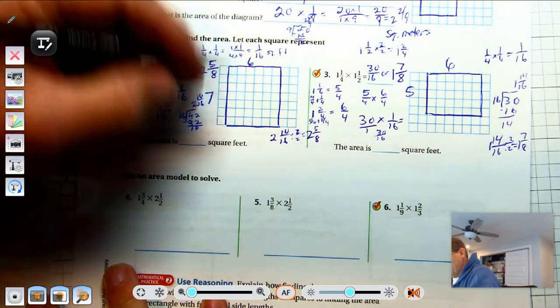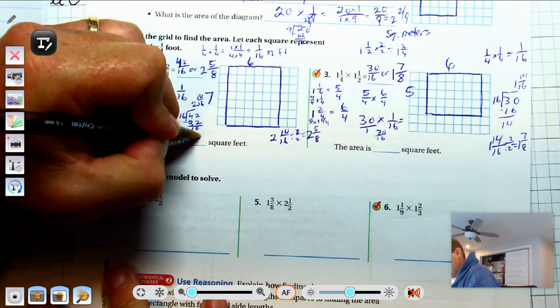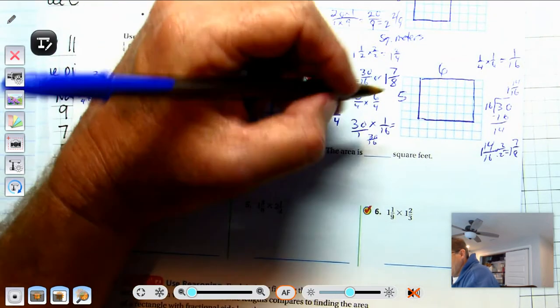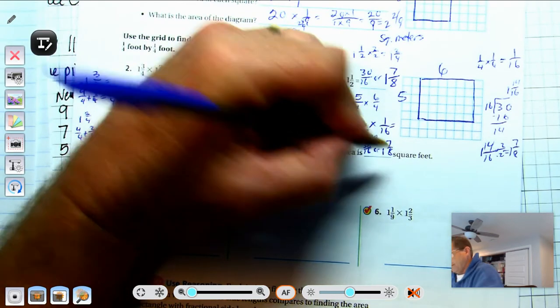So these lines we need to fill in. We can say 42/16, or 2 5/8 square feet. And this one was 30/16, or 1 7/8.